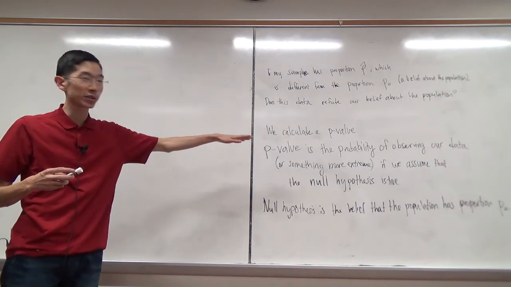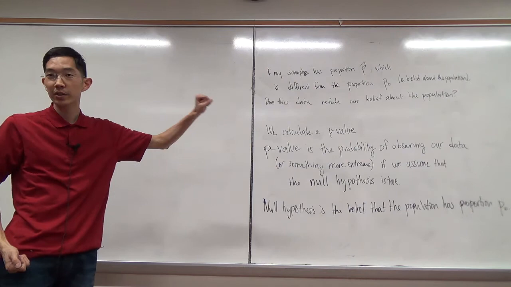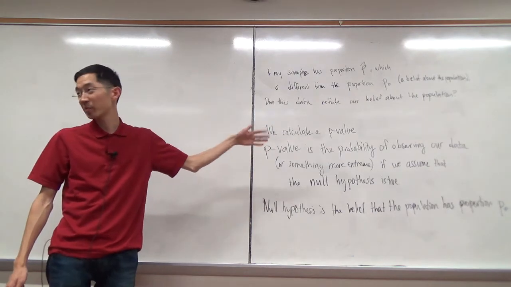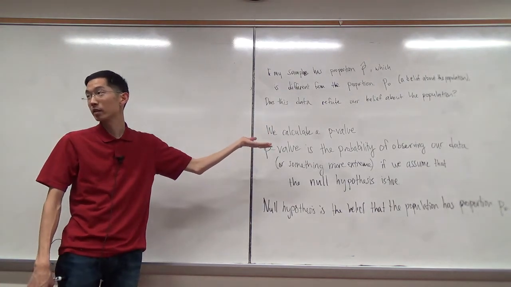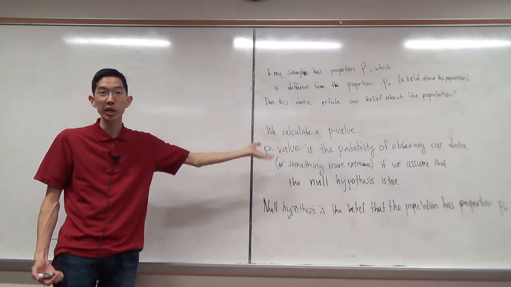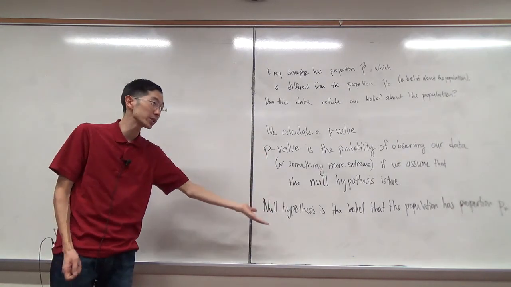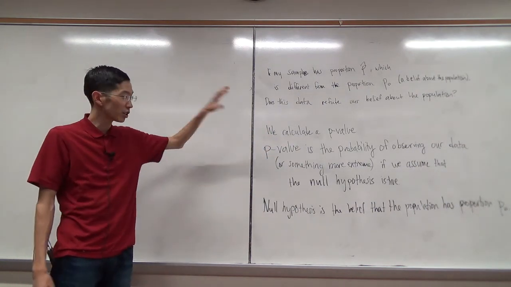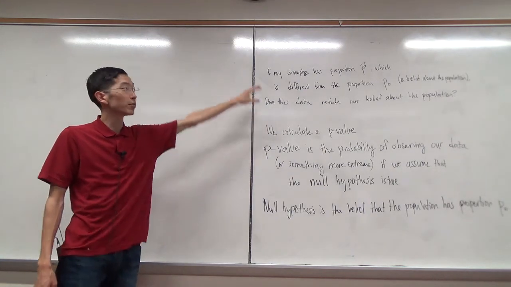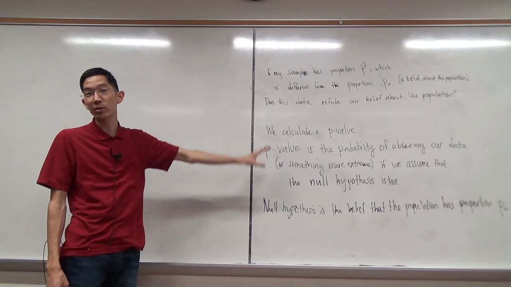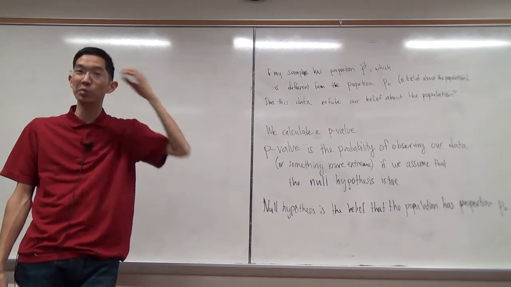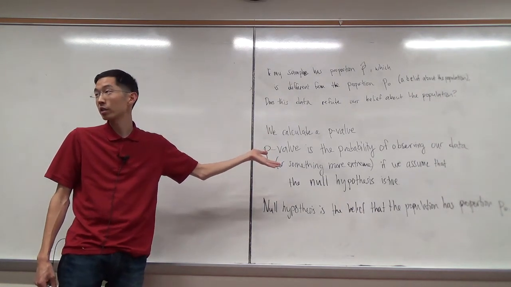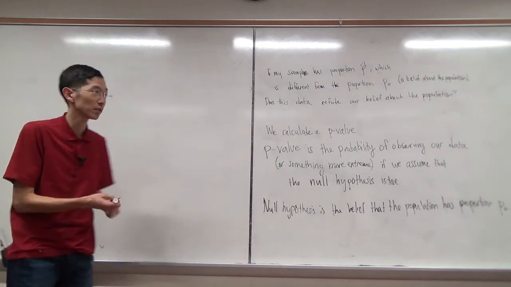So when our p-value is large, that means if the null hypothesis is true, there's a decent probability, or a large probability, of observing our data. On the other hand, the p-value could end up being small, and that means if the null hypothesis were true, it is unlikely for us to observe our data. So a large p-value would not refute our belief about the population, would not refute the null hypothesis. Meanwhile, a small p-value would cause us to question or reject the null hypothesis.